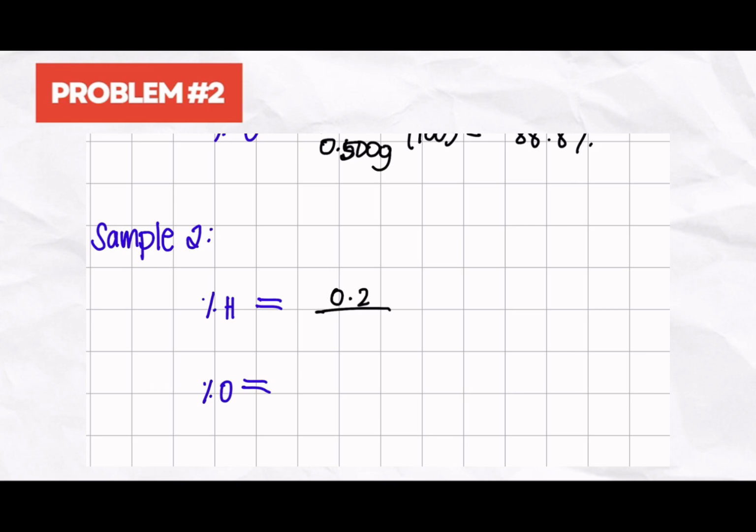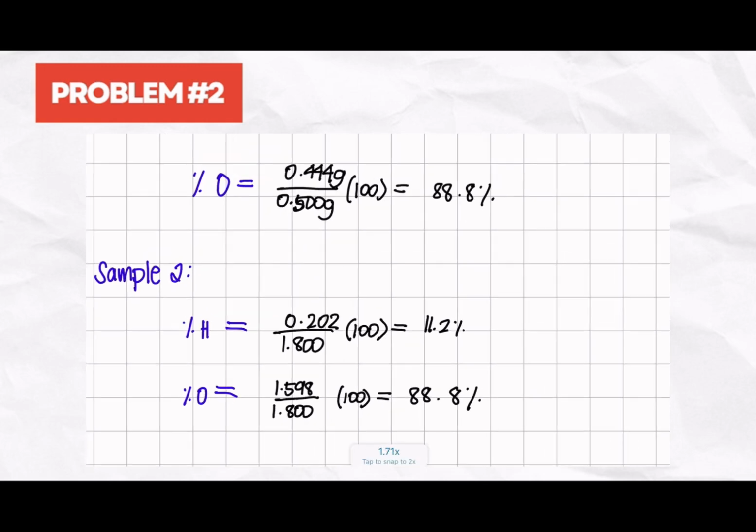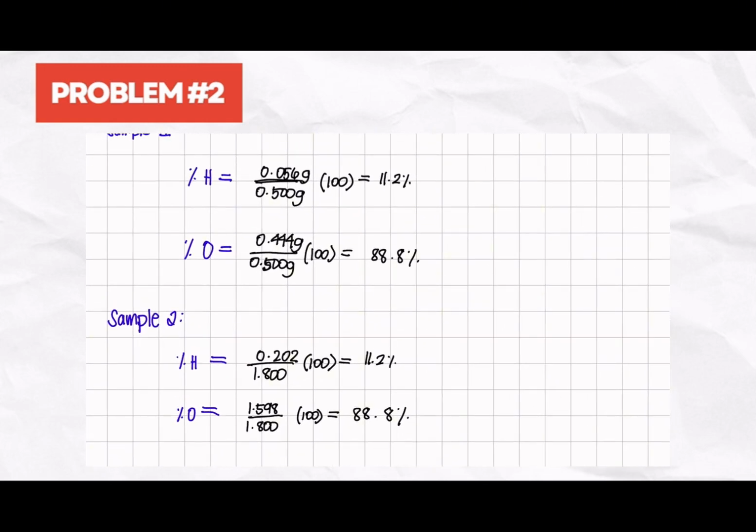Sample 2 of hydrogen contains 0.202 all over the mass of sample 2, which is 1.800, times 100 equals 11.2%. For oxygen, it was given that it has 1.598 grams of oxygen all over the total mass of the sample, which is 1.800, times 100, which will then give you 88.8%.